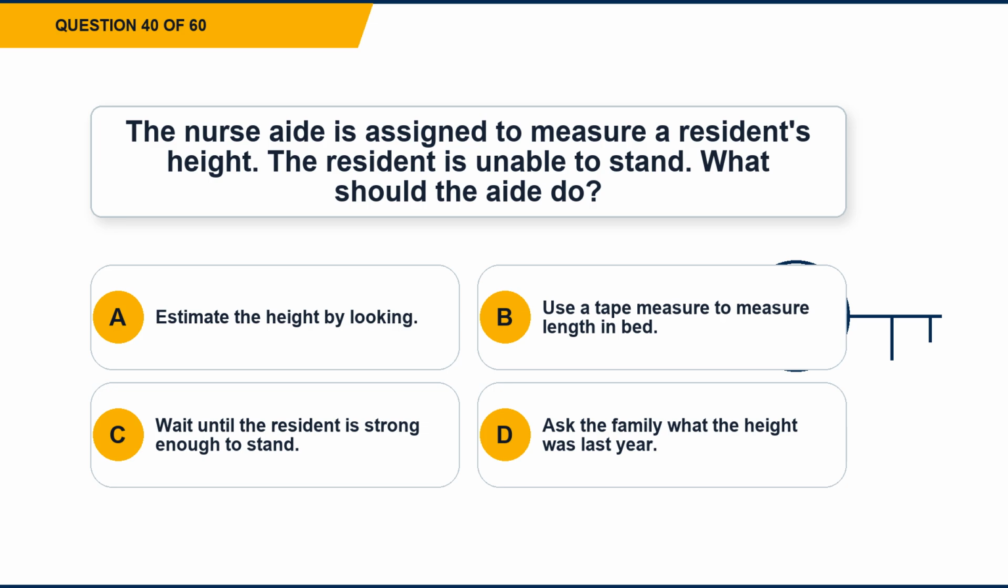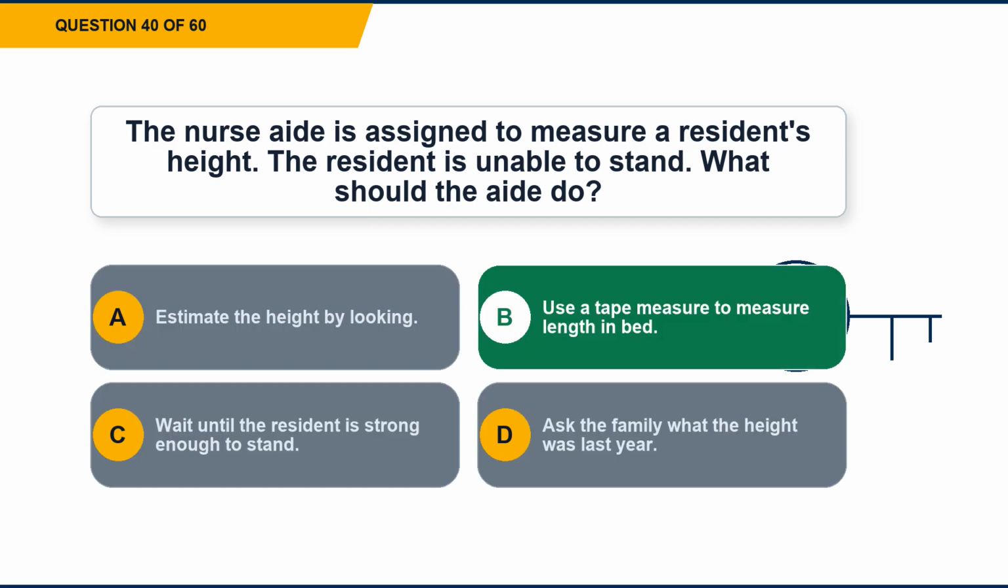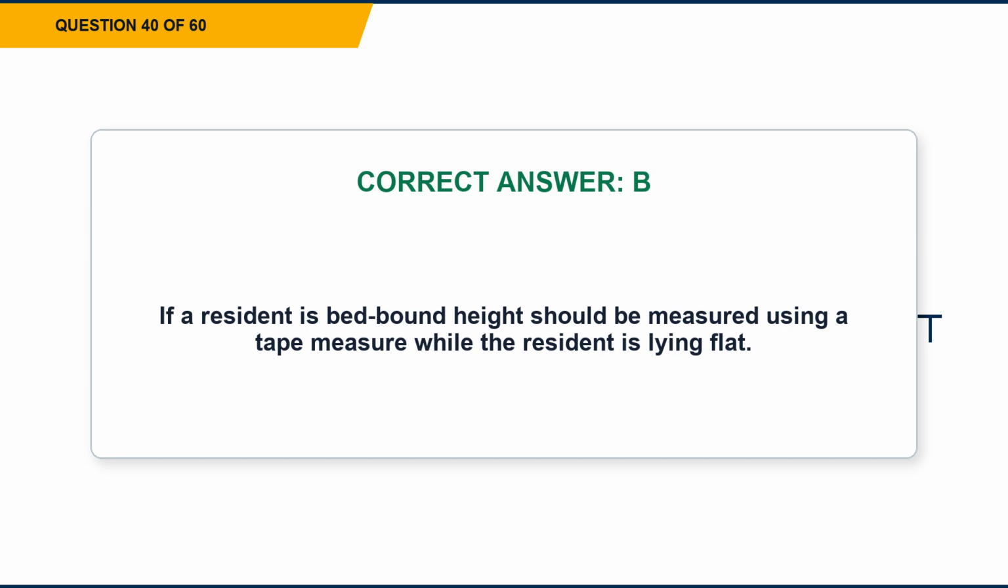Option B, use a tape measure to measure length in bed. Option C, wait until the resident is strong enough to stand. Option D, ask the family what the height was last year. The correct answer is option B, use a tape measure to measure length in bed. Explanation. If a resident is bedbound, height should be measured using a tape measure while the resident is lying flat.